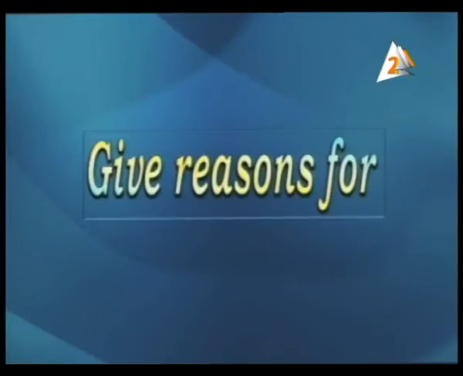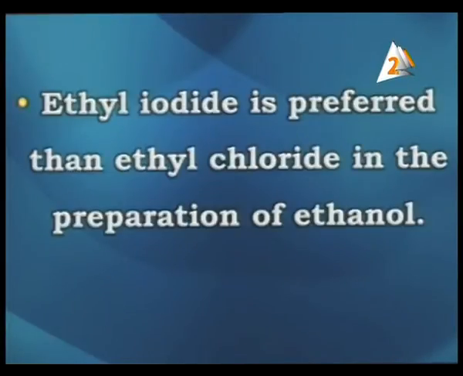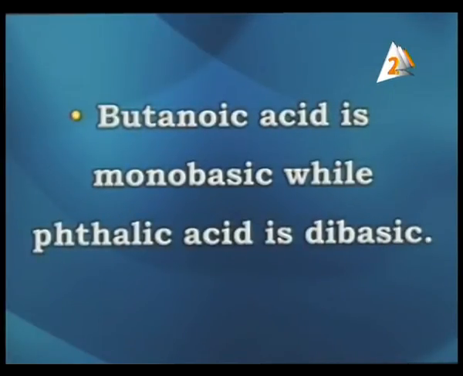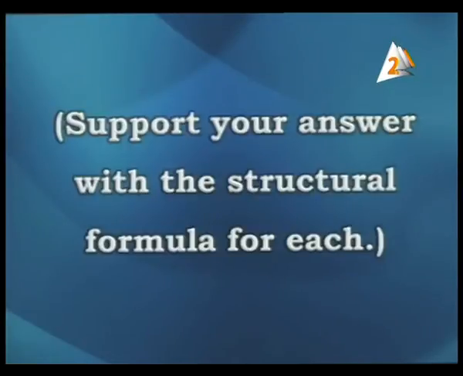Next type of question, give reason for. The ethyl iodide is preferred to ethyl chloride in the preparation of ethanol. The answer is because the hydrolysis of ethyl iodide is easier than the hydrolysis of ethyl chloride. Next point, butanoic acid is monobasic while phthalic acid is dibasic. Support your answer with the structure formula for each.